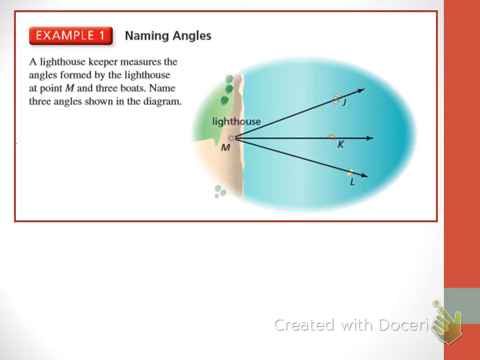All right, we're going to do our first example, similar to what we just did. A lighthouse keeper measures the angles formed by a lighthouse at point M and 3 boats. We're going to name all the angles made. You don't have to name them multiple ways. We're just going to name 3 angles. All right, so let's start. We'll start with the top angle.